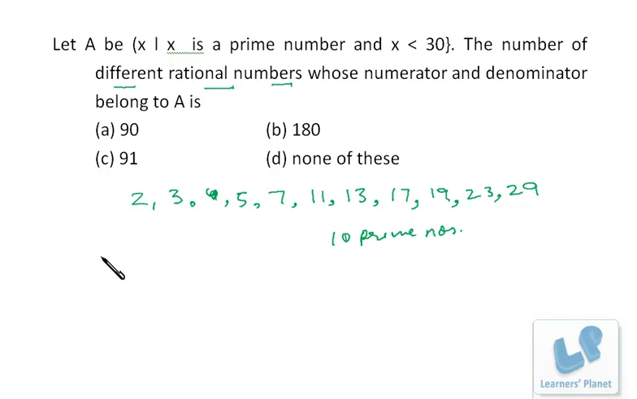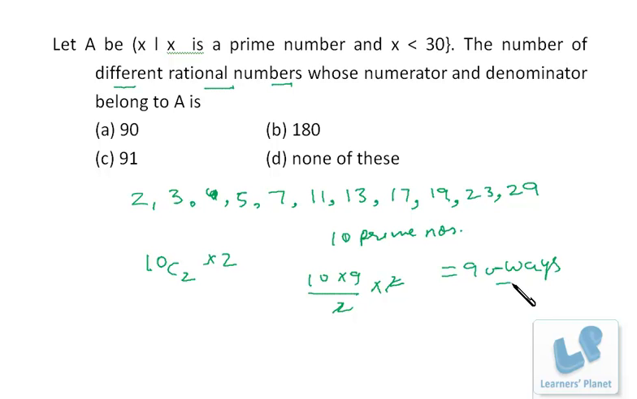So in the first case, we select two numbers out of these 10 numbers. So it's 10C2, right? Now till here we have selected two numbers. Now these selected two numbers can be arranged in numerator and denominator in two ways. So it's 2, right? Now what is 10C2? That is 10 into 9 by 2, into 2. So there are 90 ways of doing this, right?